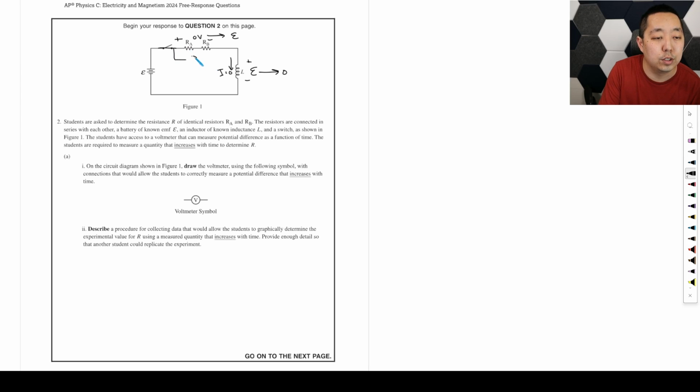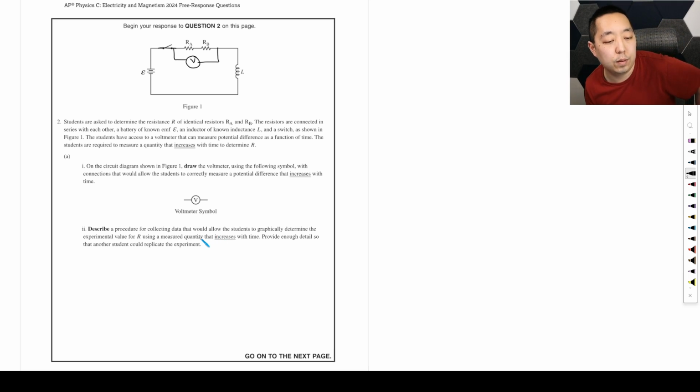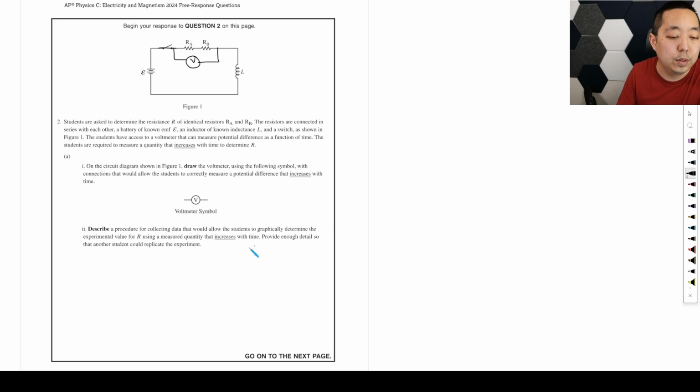So we want to measure the voltage across the resistor here like this. This is what we want, because we want to know where the voltage is going to increase over time. Describe a procedure for collecting data that will allow students to graphically determine the experimental value of R using a measured quantity that increases with time. So we're going to close the switch. I'm going to record the voltage as a function of time.